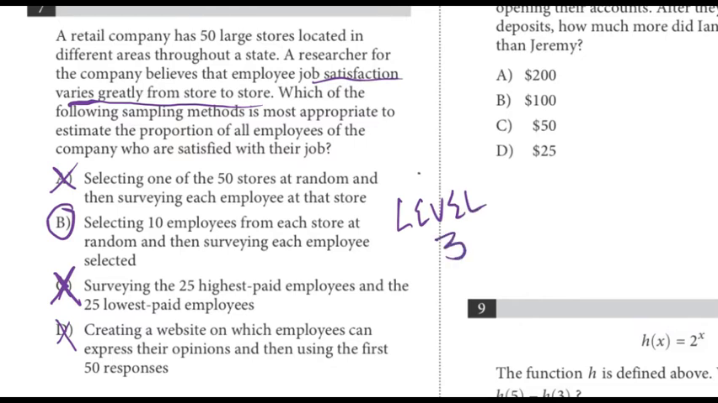Way too much reading. Let's go to number 8.